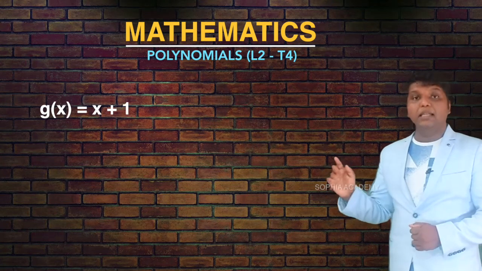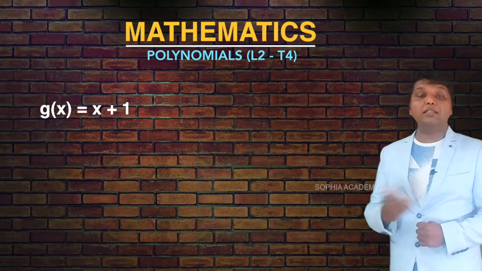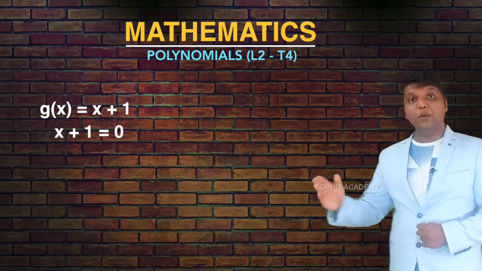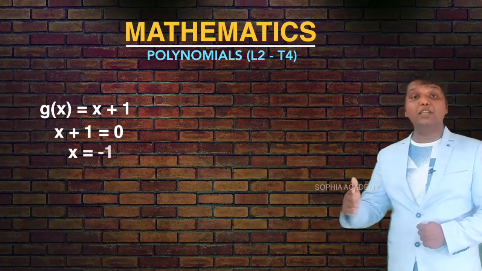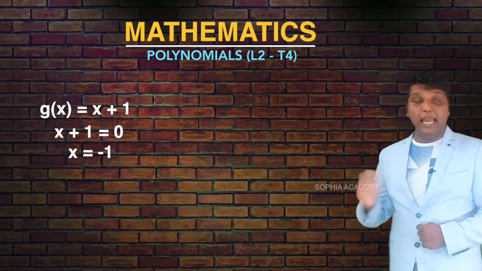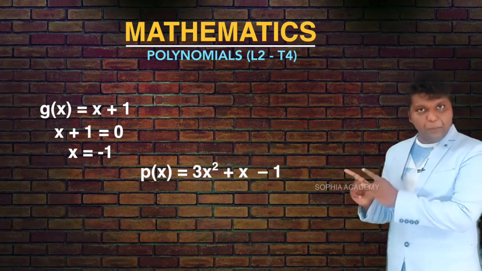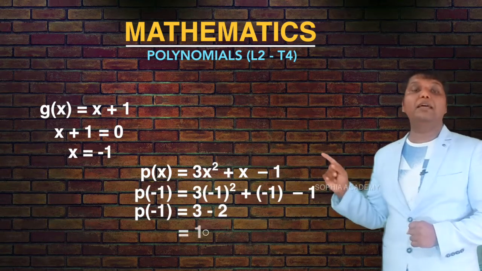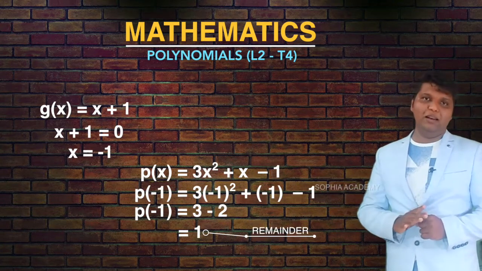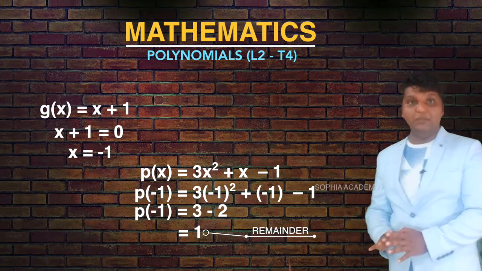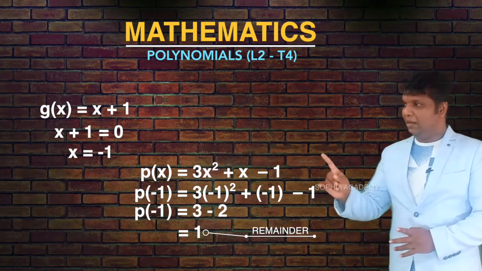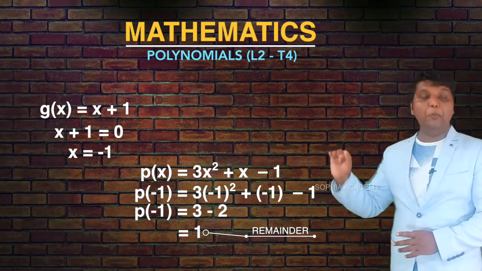X plus 1. Find the zero of x plus 1. What is the zero of x plus 1? X plus 1 is equal to 0. That means x is equal to minus 1. Right? X plus 1 is equal to 0, x is equal to minus 1. And p of minus 1 will be the remainder of the polynomial. That means there is no need to do the whole long division. Simply find p of minus 1 inside the given p of x.